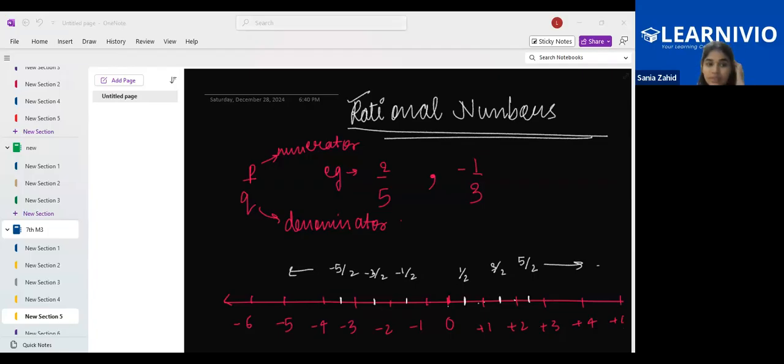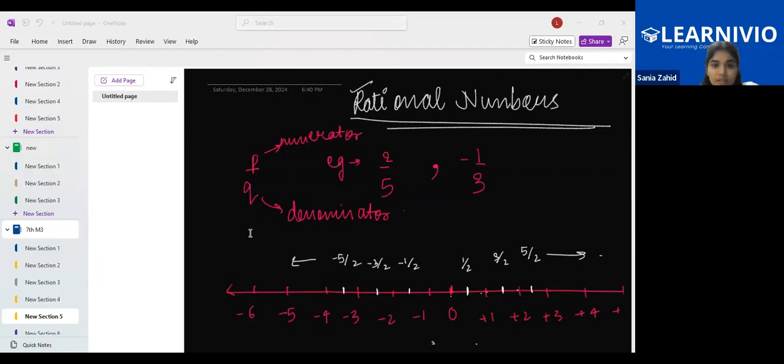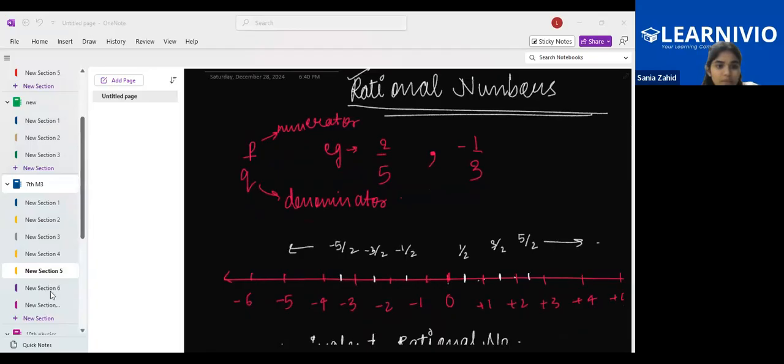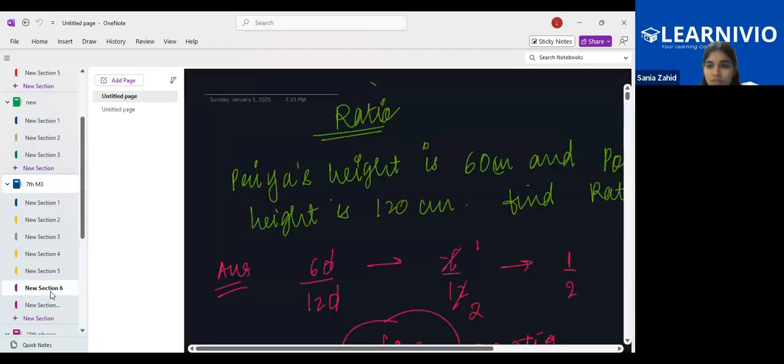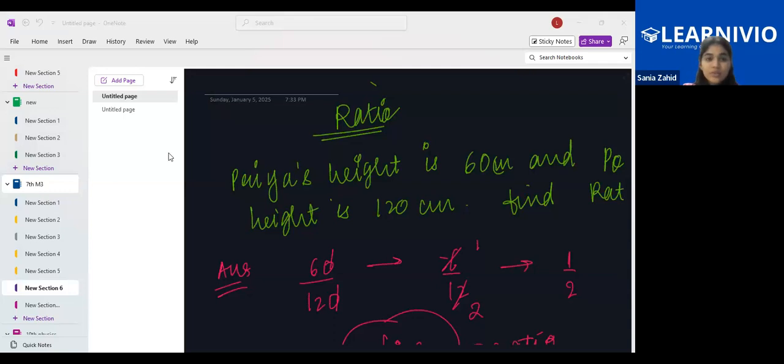Okay, so students, in the previous class, we were doing the chapter rational numbers, right? We've completed almost the entire chapter. We just have to practice a few questions now, okay? We have to practice operations on rational numbers. So does anybody have any doubt in the assignments?